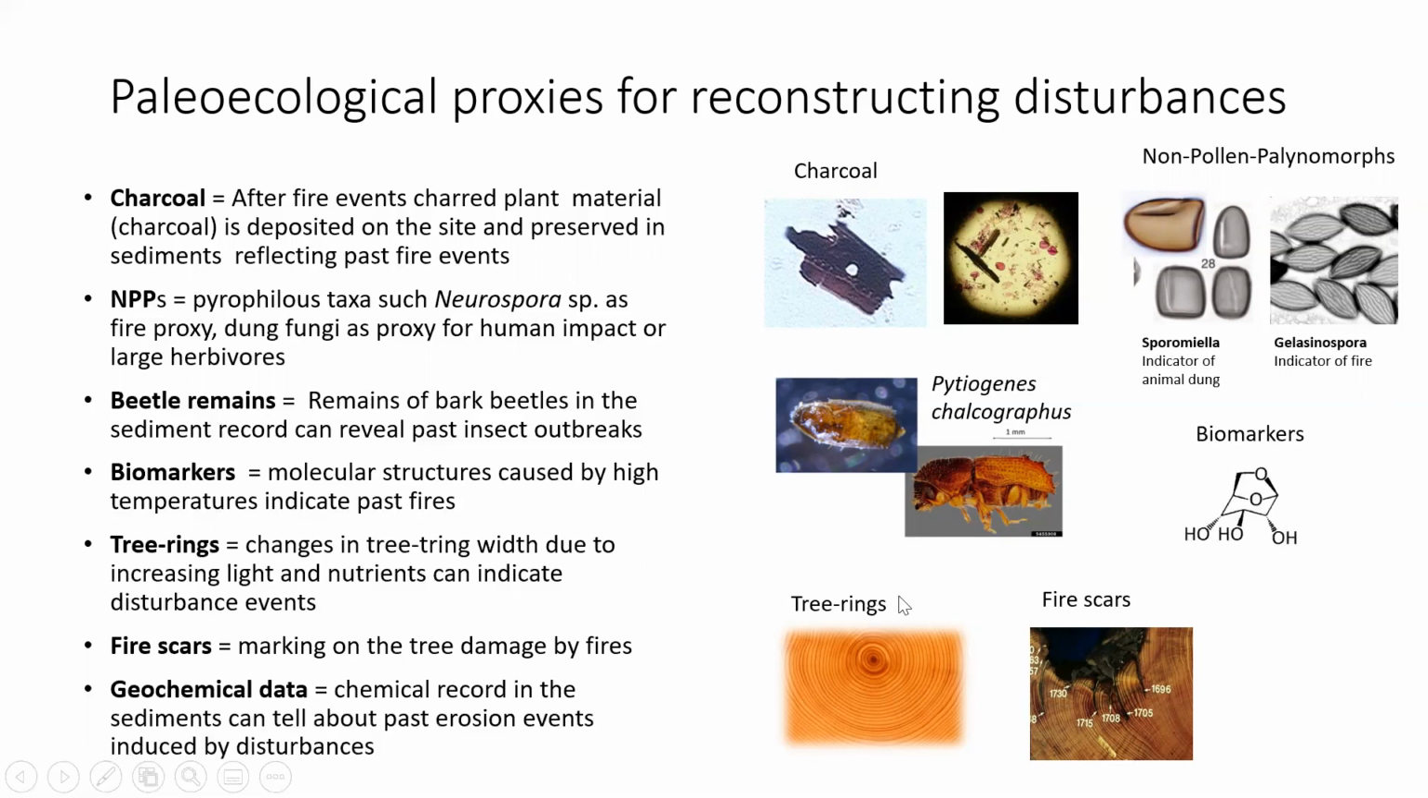And then, as I previously mentioned, we can use geochemical data and geophysical data to record the disturbances through erosion events in the site surroundings. So these are the main proxies that we are going to deal with in these lectures. There are others, but these are probably the most common ones used.